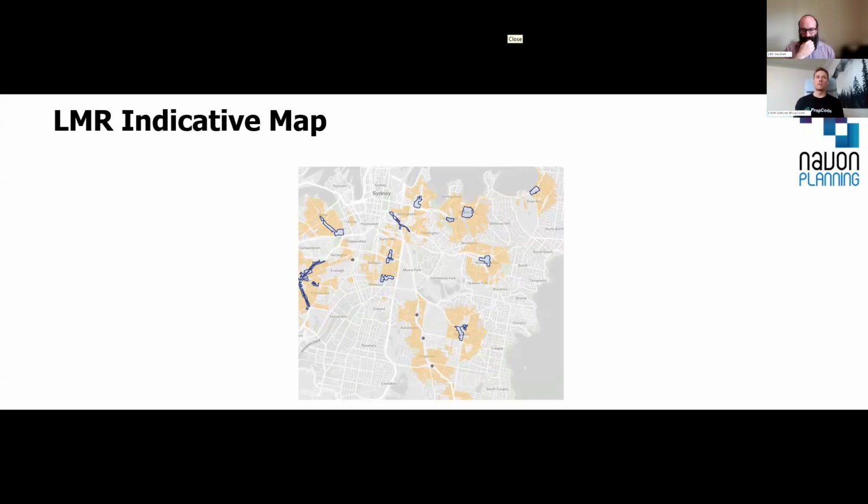This is an indicative map. For those that haven't seen these maps yet, the blue areas shown here are basically town centres that the government has identified. Councils have also been involved with this process for a good few years now. And anything in yellow is presumably within the 800-metre radius.